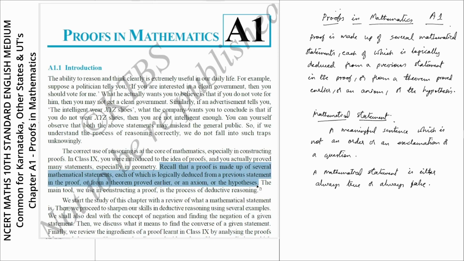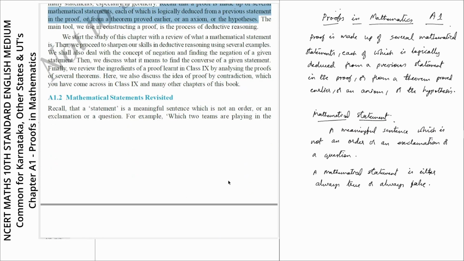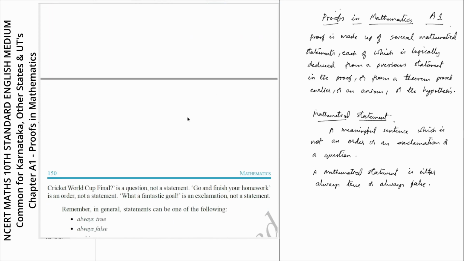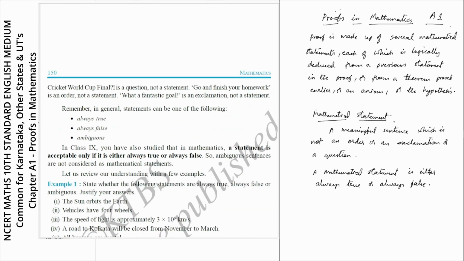Coming back here, we just now saw how Pythagoras theorem was proved using several other mathematical statements. Now what is a mathematical statement? A mathematical statement is nothing but a meaningful sentence which is not an order or an exclamation or a question. For example, here you can see: which two teams are playing in the Cricket World Cup final? This is a sentence, but it's in the form of a question, so this is not a statement. Now here you can see another sentence: go and finish your homework. This is an order, therefore this also can't be a statement. Now here you can see another sentence: what a fantastic goal! This is an exclamation, so this also can't be a statement.